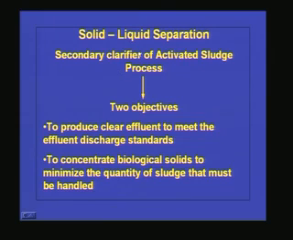Now, we will see in detail how we can design a solid liquid separation system for an activated sludge process. When we come to the design of the secondary sedimentation tank for an activated sludge process, we have to meet two criteria. One is to produce clear effluent to meet the effluent discharge standards. The second is to concentrate the biological solids to minimize the quantity of sludge that must be handled. So, whenever we go for the design, these two objectives should be satisfied. How can we satisfy them?